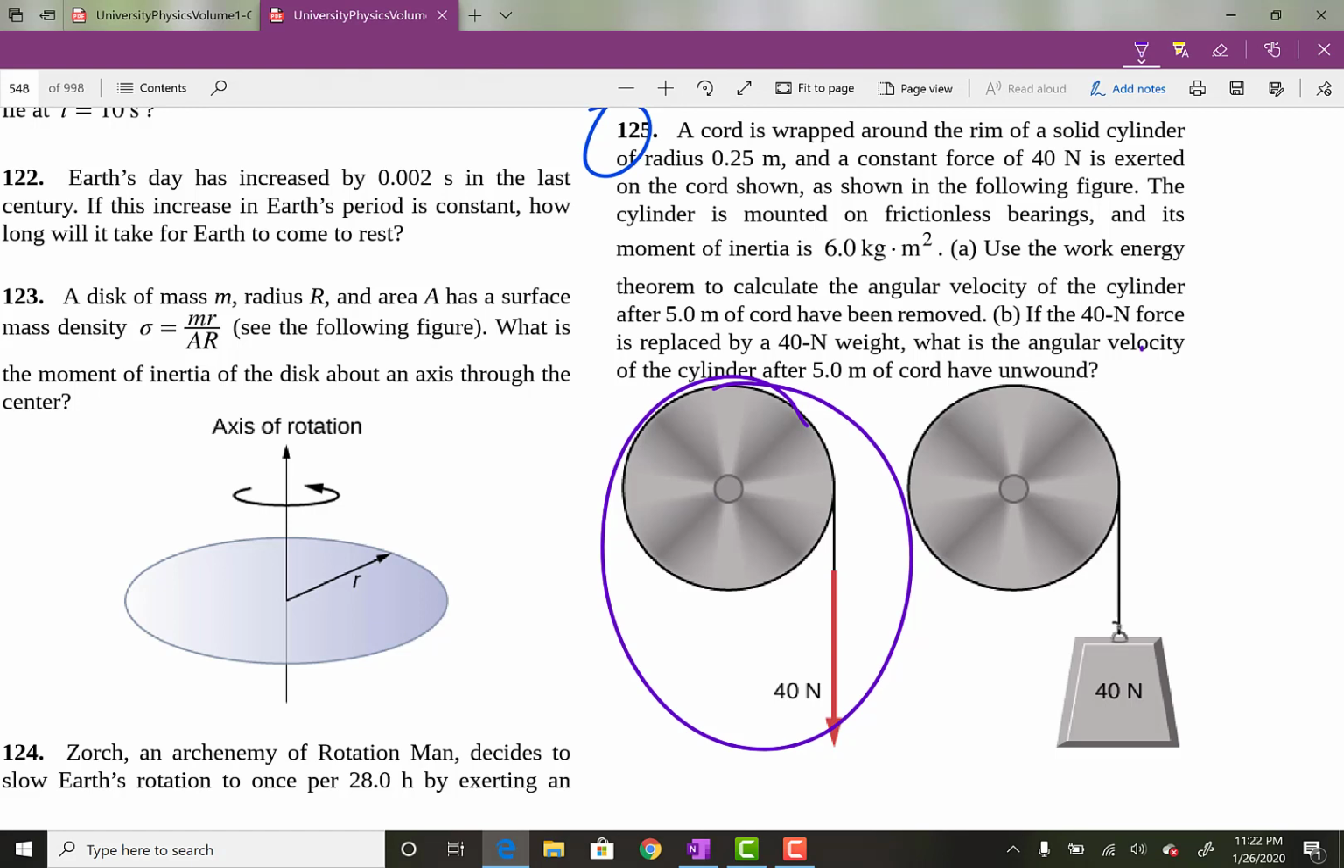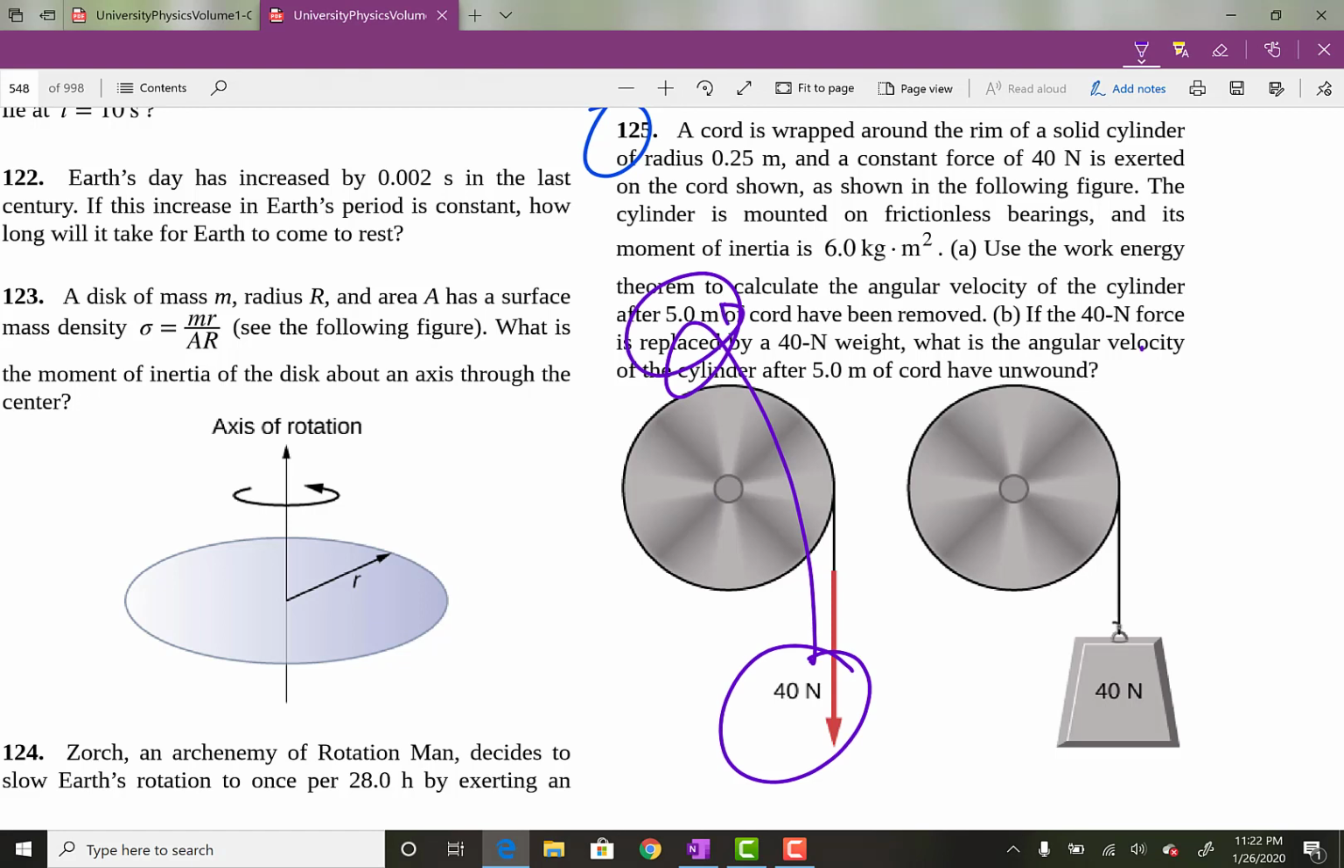The cylinder is mounted on frictionless bearings, so we don't need to worry about friction. And the moment of inertia is 6 kilograms meters squared. So moment of inertia of the disk is 6 kilograms meters squared. Use the work energy theorem to calculate the angular velocity of the cylinder after 5 meters of the cord has been removed. So they're giving me essentially that this force is exerted over 5 meters, and that's going to be the work done basically. If the 40 Newton force is replaced by a 40 Newton weight, what is the angular velocity of the cylinder after 5 meters of the cord have unwound?